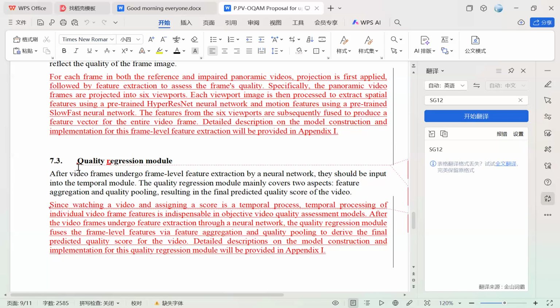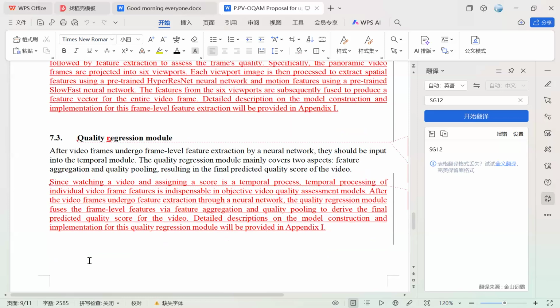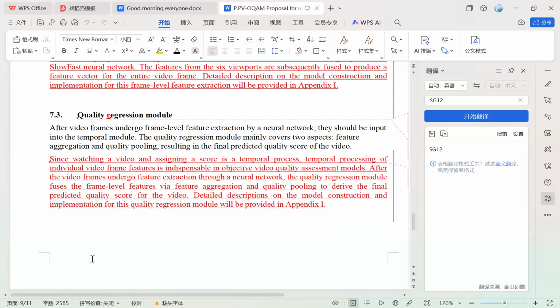Next, 7.3, we introduced a quality regression model. After the video frame undergoes feature abstraction through the neural network, the quality regression module fuses the frame-level features for feature aggregation and quality pooling to derive the final predicted quality score for the video. And the detailed description of the model construction and the implementation of the quality regression module will be provided in the appendix.